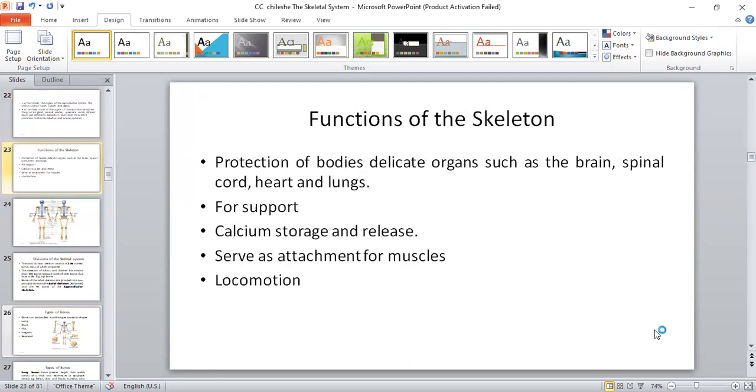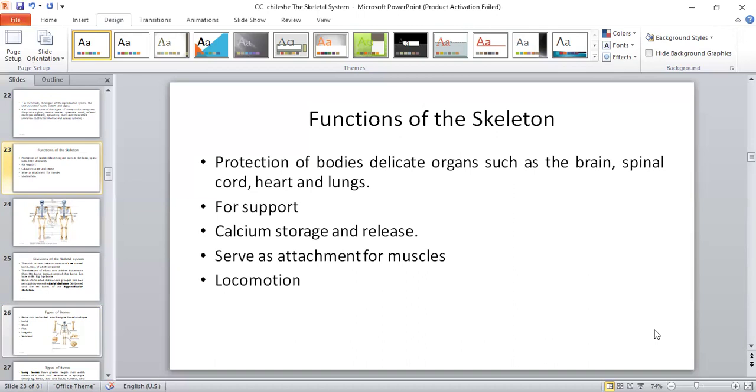All right, so now let us continue looking at the skeleton itself. The functions of the skeleton include one, protection. Like we have talked about, the body is made up of body cavities, and these body cavities protect delicate organs such as the brain, the spinal cord, and in the thorax, delicate organs such as the heart and the lungs. So the skeleton is responsible for protecting those organs.